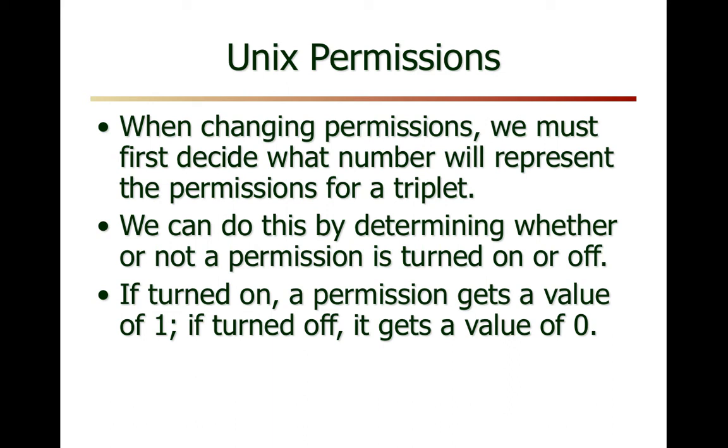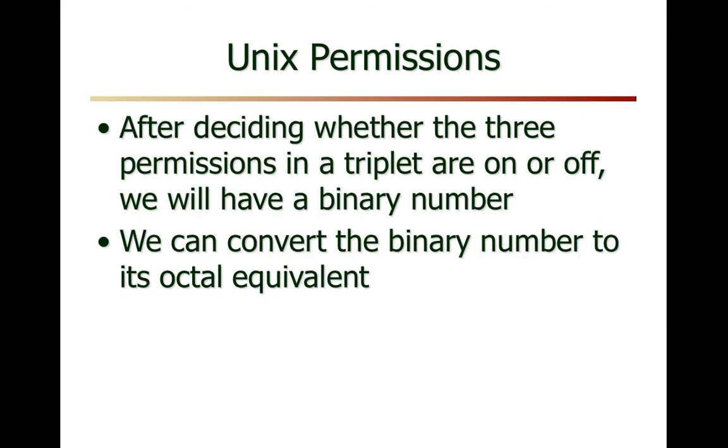In changing permissions, you can decide what number will represent the permission for the tuplet. So you have 3 numbers you set instead of all that other stuff. It's shorter. You can do this by determining whether or not the permission is turned on or off. If it's on, the value is 1. If it's off, the value is 0.